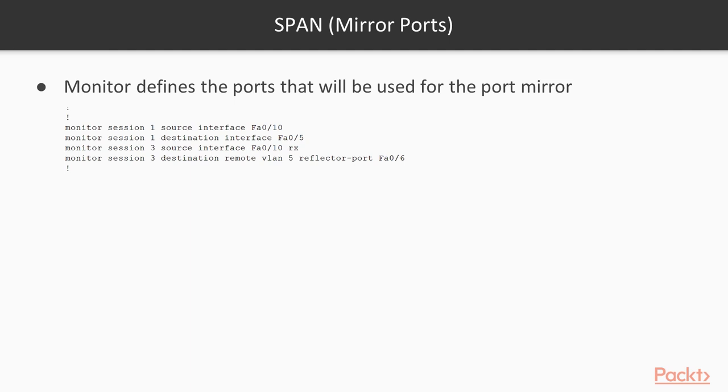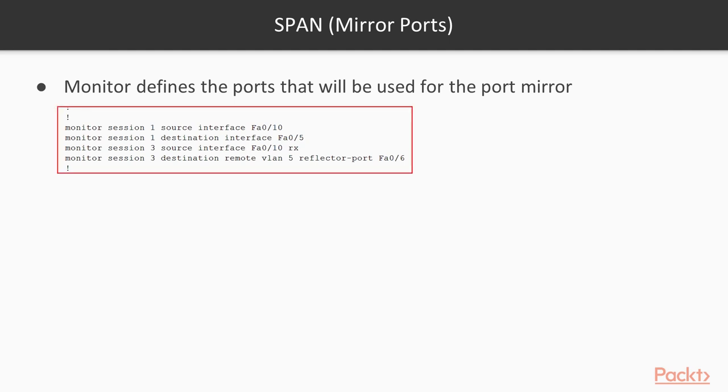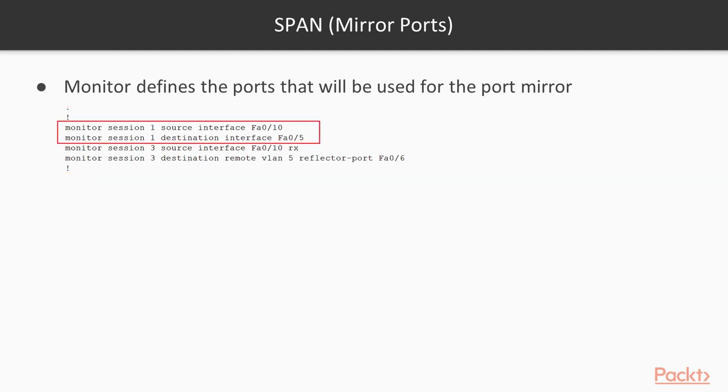So in this example, if we look at this configuration from a Cisco switch, we can see that there are two different monitor sessions set up here, two different examples of a monitor session. What you do is create a source port, which would be the device connected to the interface that you want to monitor. And then the destination interface would be the interface where you want to capture those packets from.